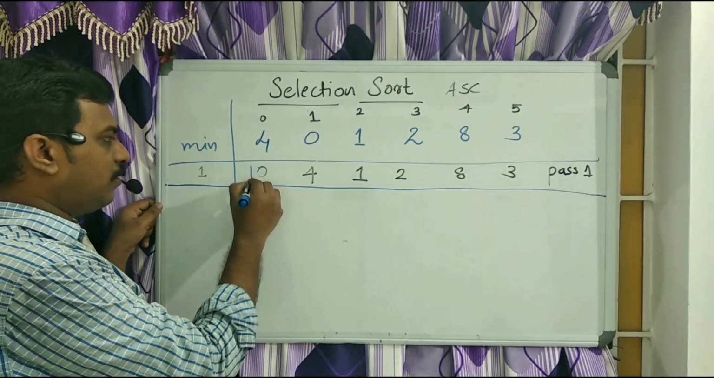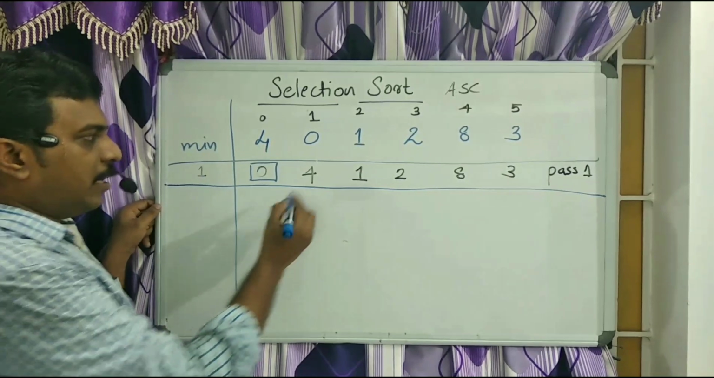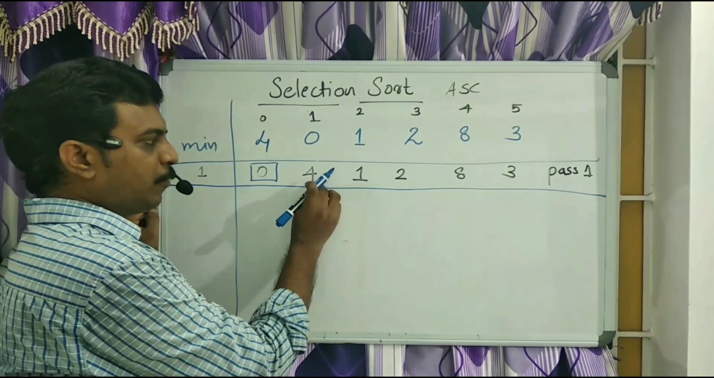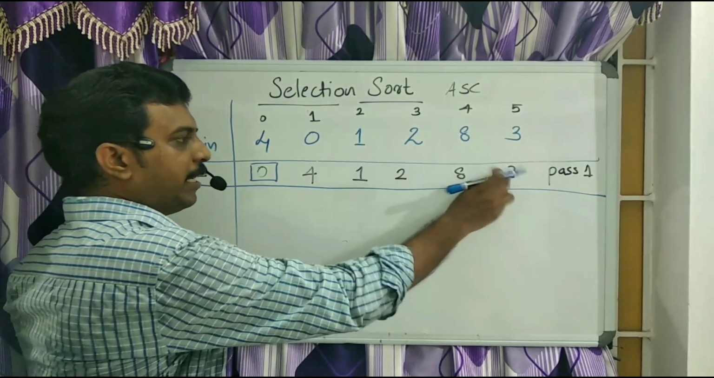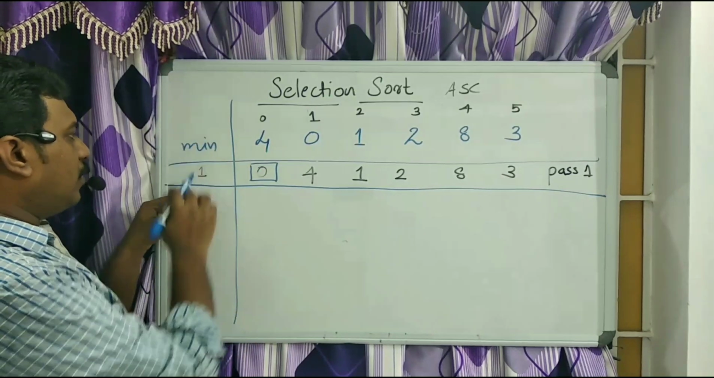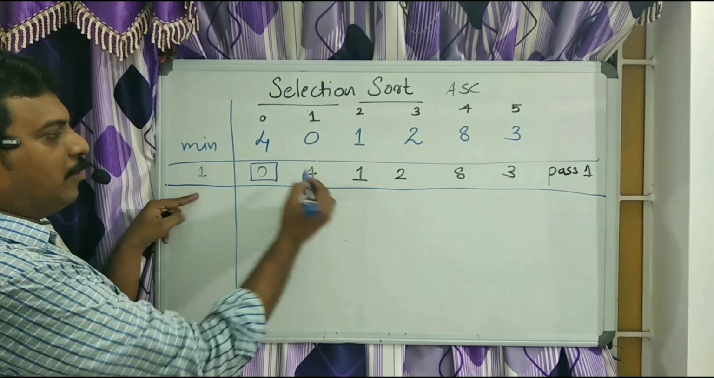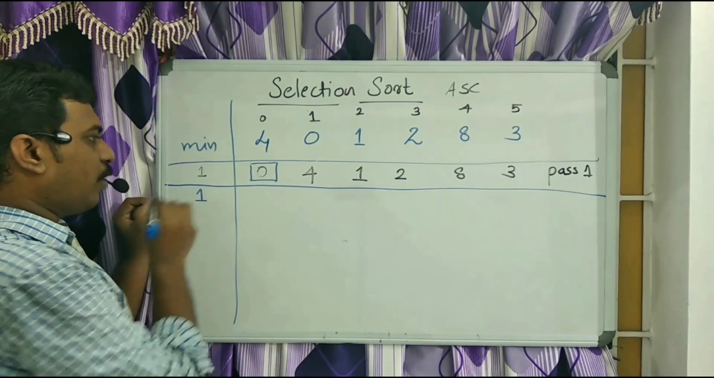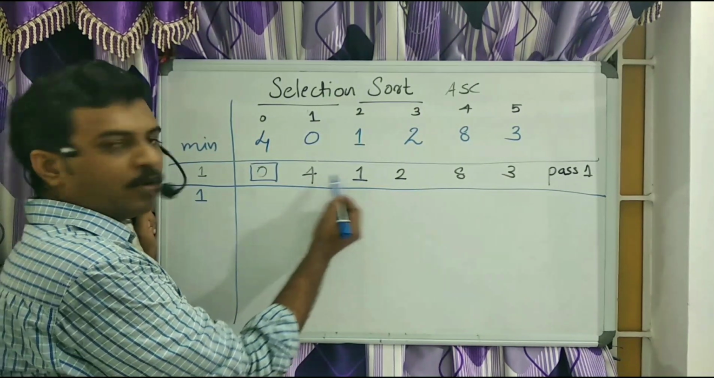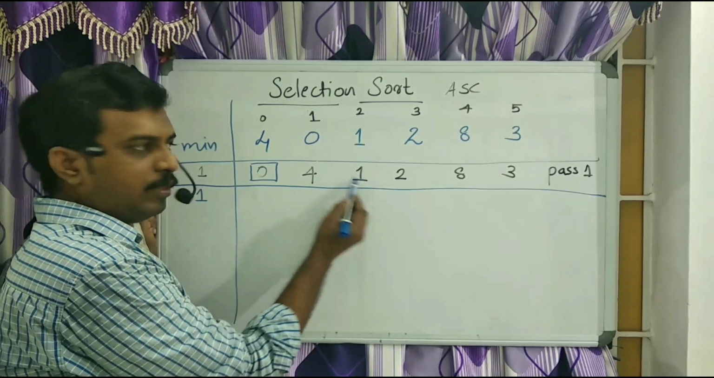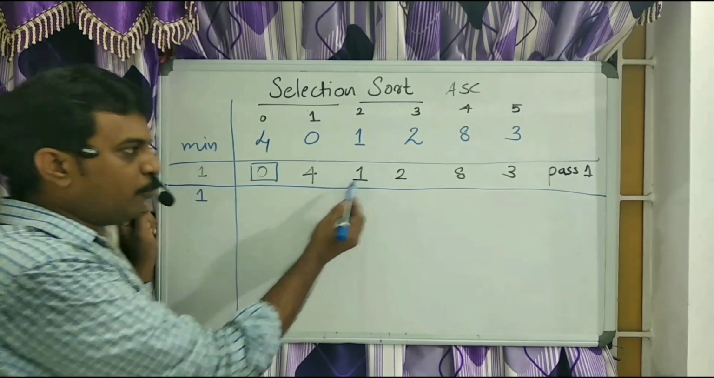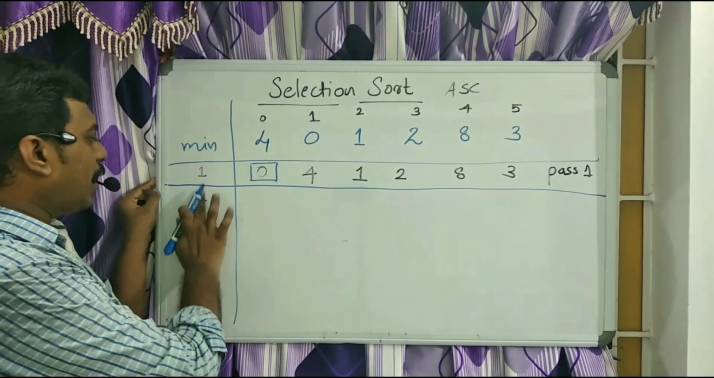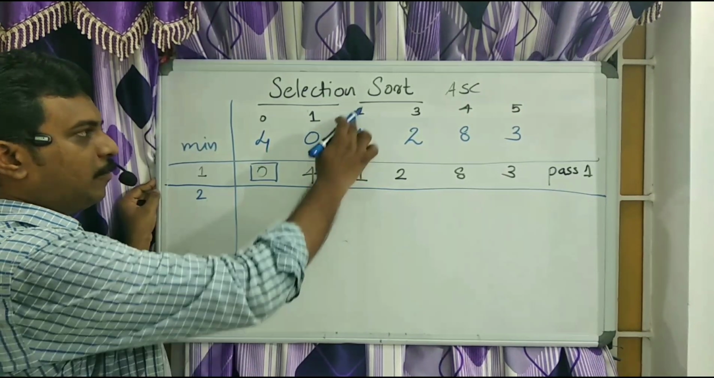Now this 0 is in its sorted position, and I need to sort the remaining set of numbers 4, 1, 2, 8 and 3. Now I will store the min value. What is the index of the starting number? 1. Now I will store 1. Then I will compare 4 with 1. When I compare 4 with 1, 1 is less than 4, so I will update min as 2, because 2 is the index of 1.